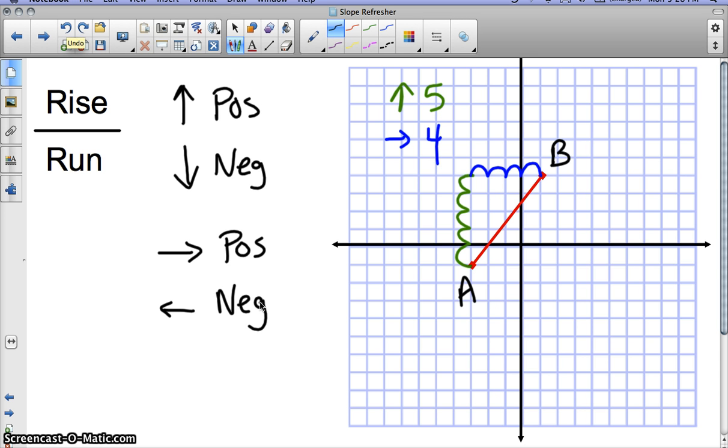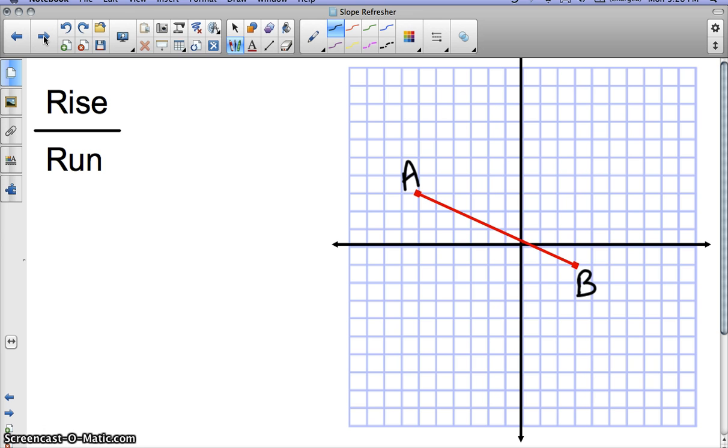So in this case, since we went up 5, that's a positive 5, and we went to the right 4, that's a positive 4. So my slope in this case is just 5 over 4, my rise over run. Simple as that. Alright, let's take a look at my next page. Same thing, rise over run. We're just going to count it off.